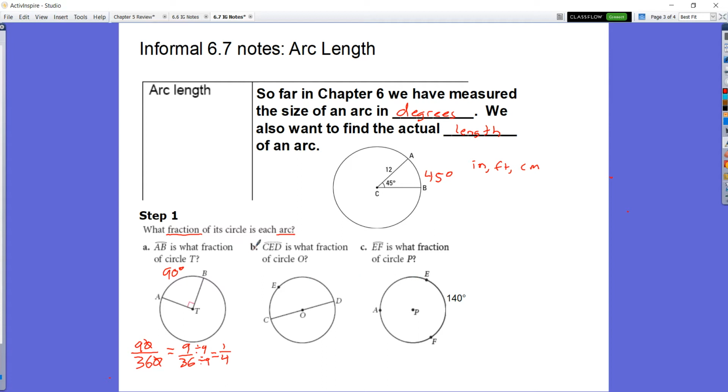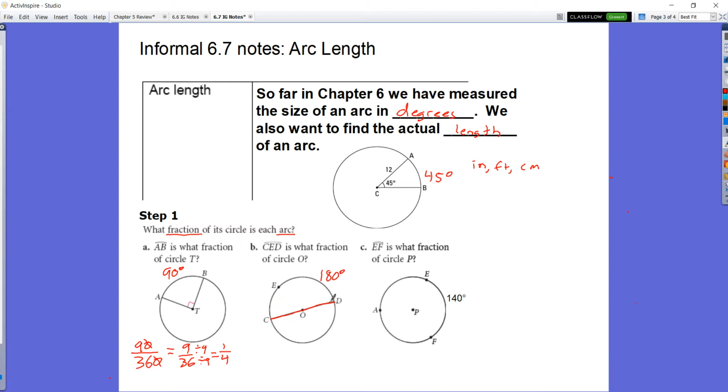The next one we got for problem B is we're going to find what fraction is arc CED of the entire circle. So just looking at this arc CED, we can see we have the diameter here. We know it's the diameter because we got 2 endpoints and it passes through the middle of the circle. The diameter is half the circle, so we automatically know that this arc right here is 180 degrees.